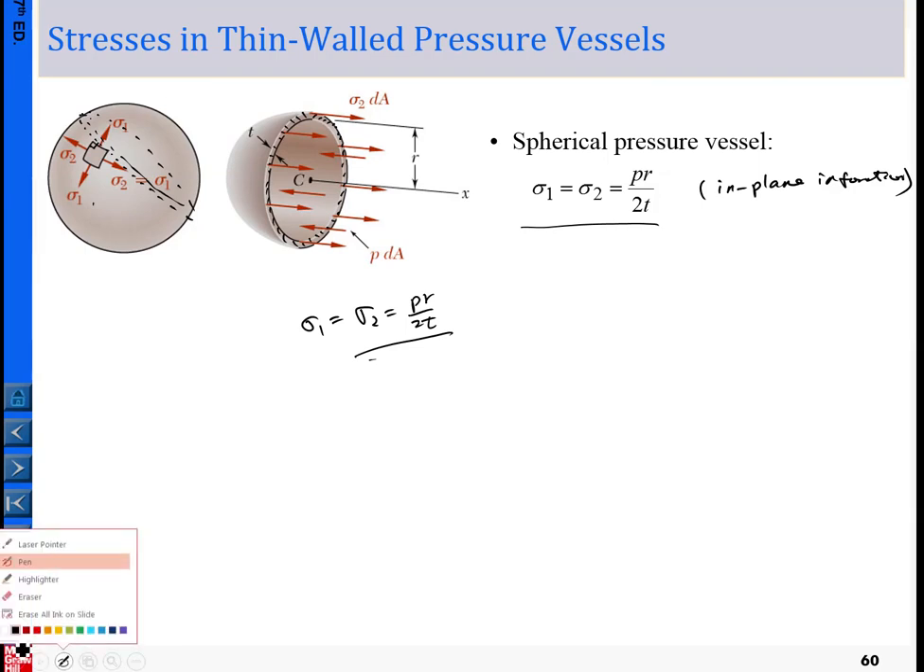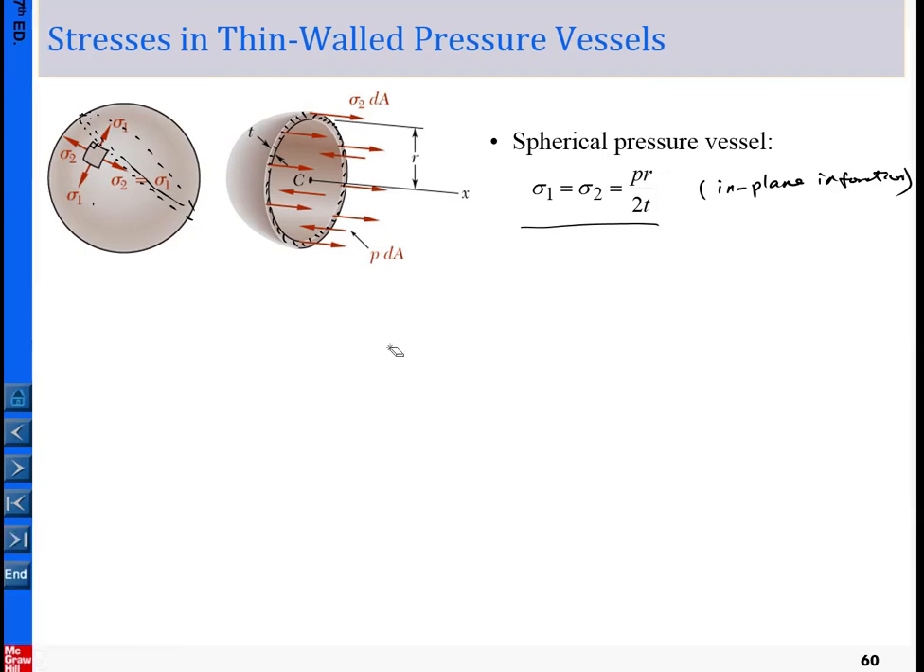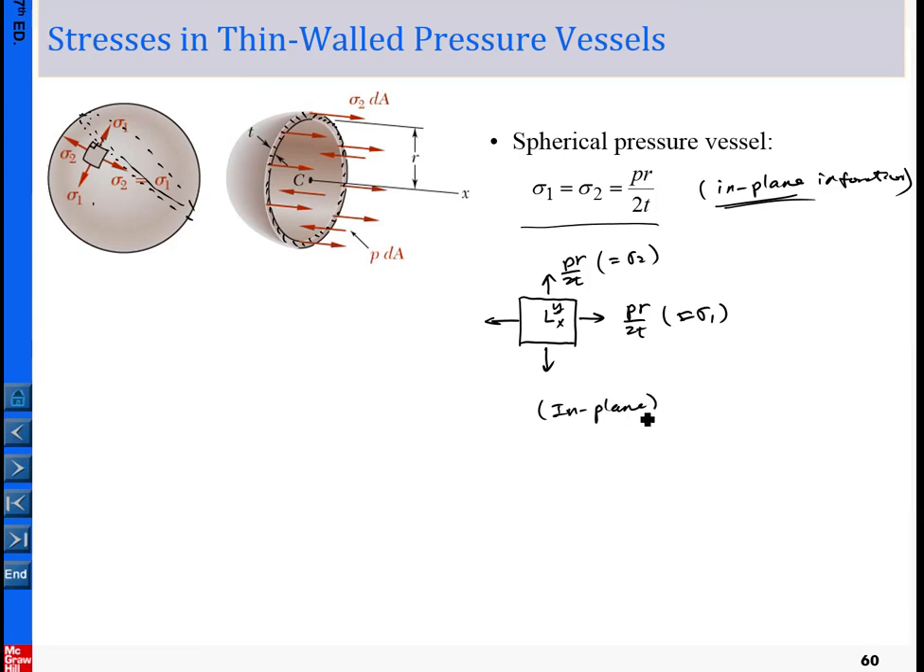So in-plane information, this is our stress element. For the in-plane, let me designate this as xy. So this is PR over 2t, and this is PR over 2t, and one is sigma 1 and one is sigma 2 here. Here I simply define my xy like this. So that's the in-plane, in the given, assigned plane. Now I want to extend it into a 3D view.